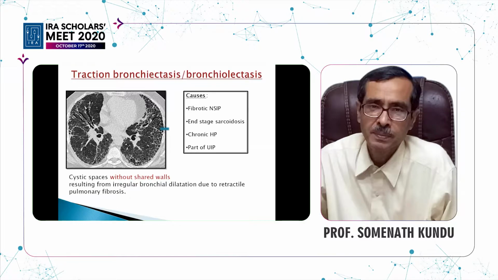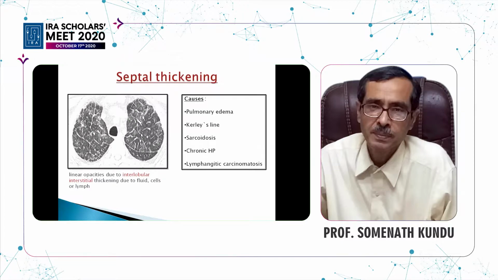Septal thickening means linear opacities due to interlobular interstitial thickening due to fluids, cells, or lymph. We know that the interstitium contains lymphatic tissues, it contains fluids, and therefore the causes of septal thickening are the Kerley lines, pulmonary edema, fibrosis, pneumonitis, or lymphatic.